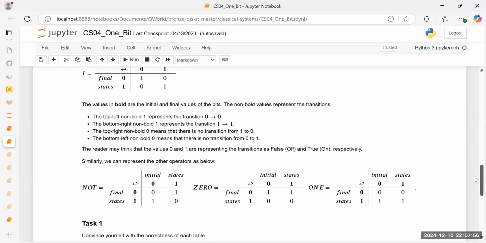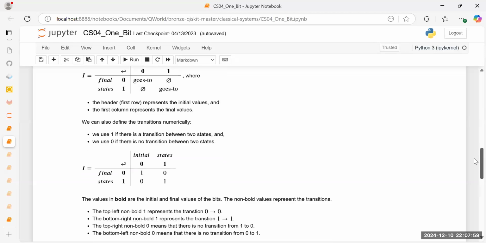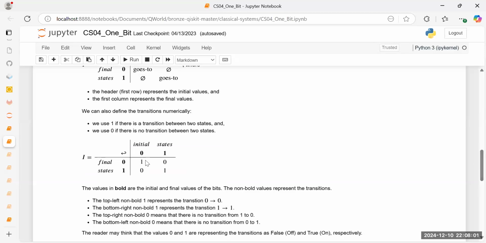And these transition tables help us understand how these operators work. So in a transition table, up here, we have the initial states. So our initial states are the input values. So we can have either a 0 as the input or 1 as the input. And finally, we have the final states. So these are the output values. So we can either have 0 as our output or 1 as our output.